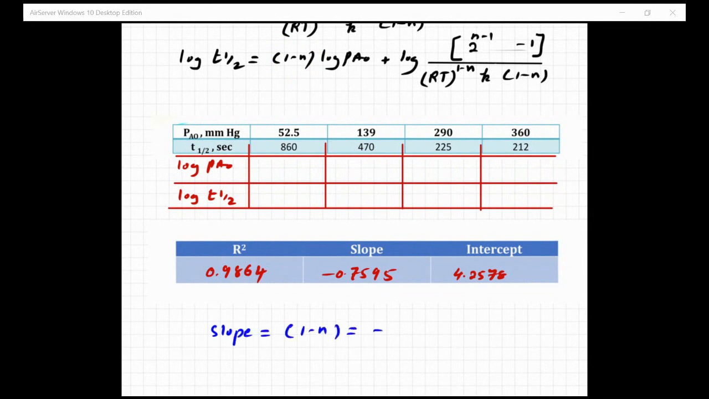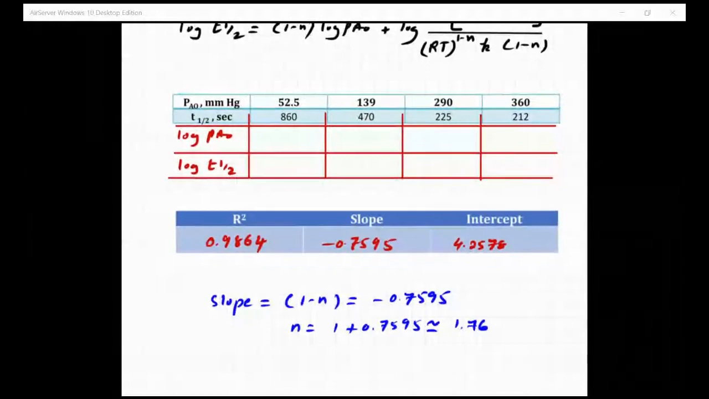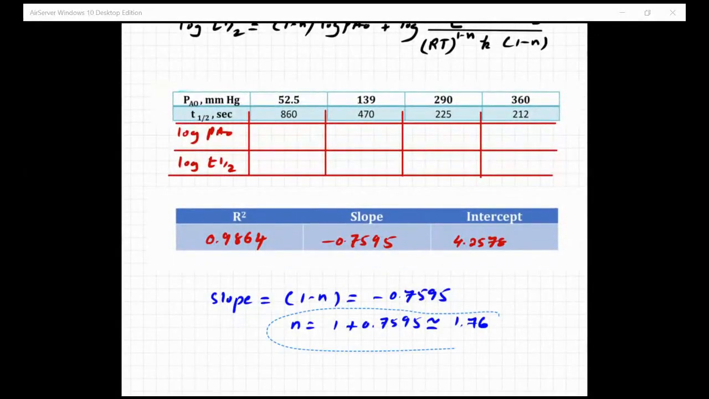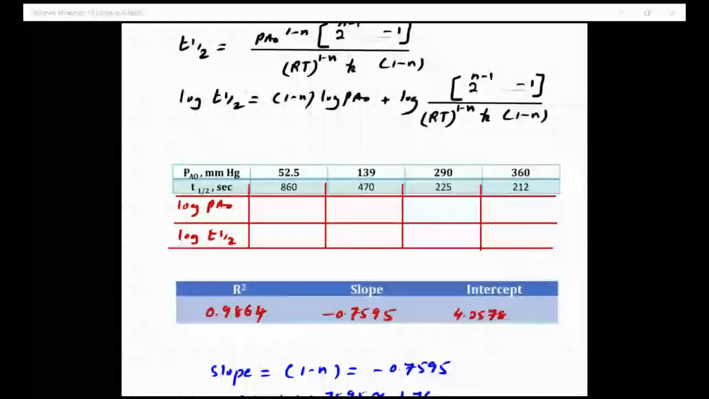It is equal to minus 0.7595, and n will be equal to 1 plus 0.7595, which is almost equal to 1.76. Okay, so this is your n. The question is asking me also to calculate the value of k. So how to calculate k?